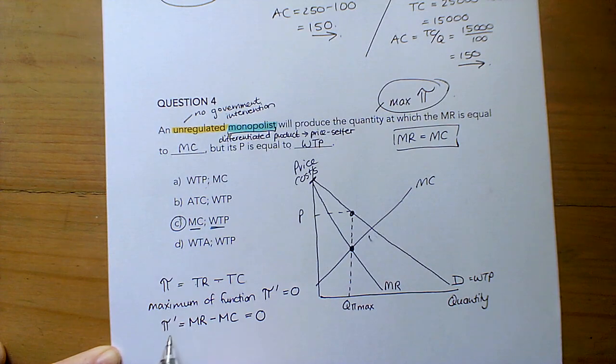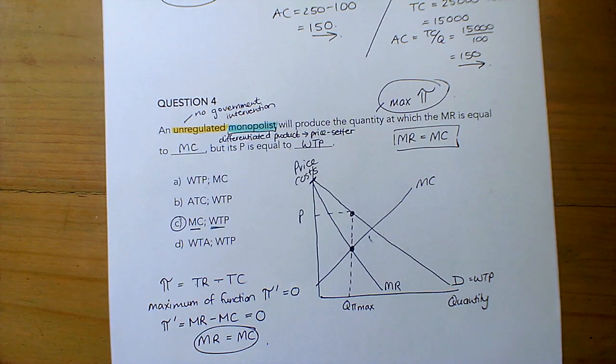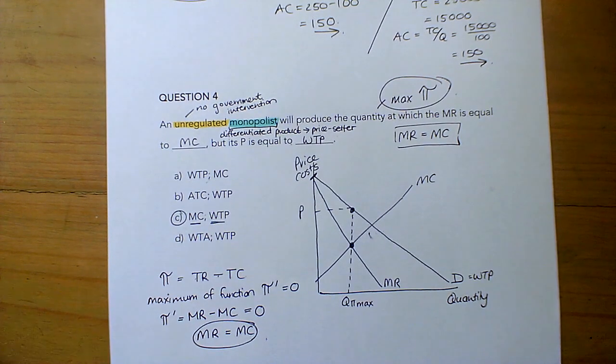And so if maximum profit means MR minus MC must be equal to 0, then that's the same as me saying that MR must be equal to MC. So this is where the profit maximizing rule, MR equals MC, comes from.